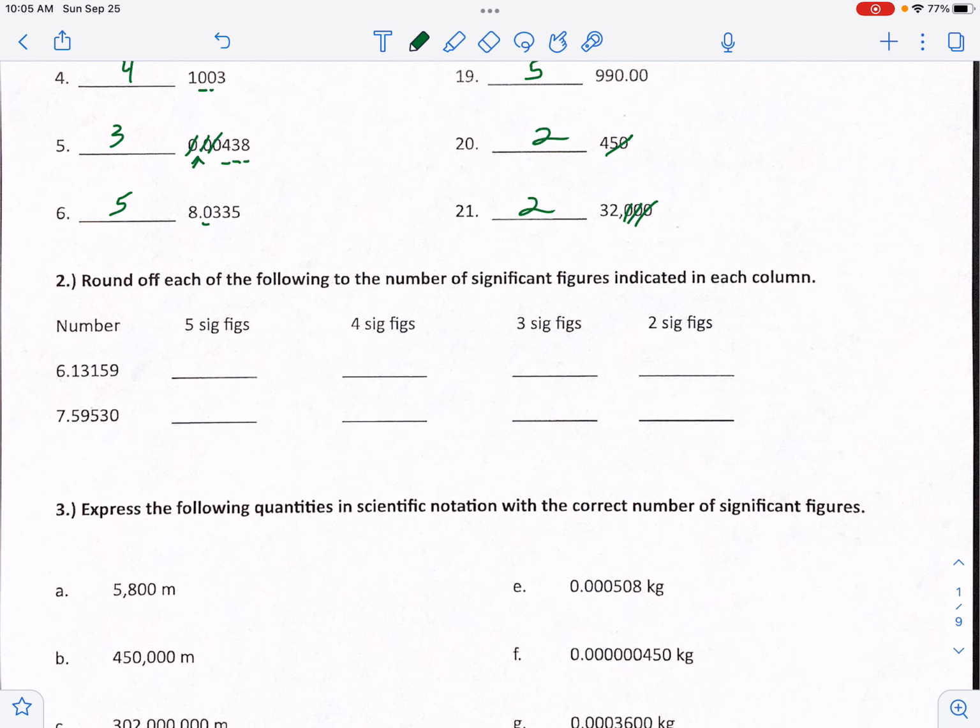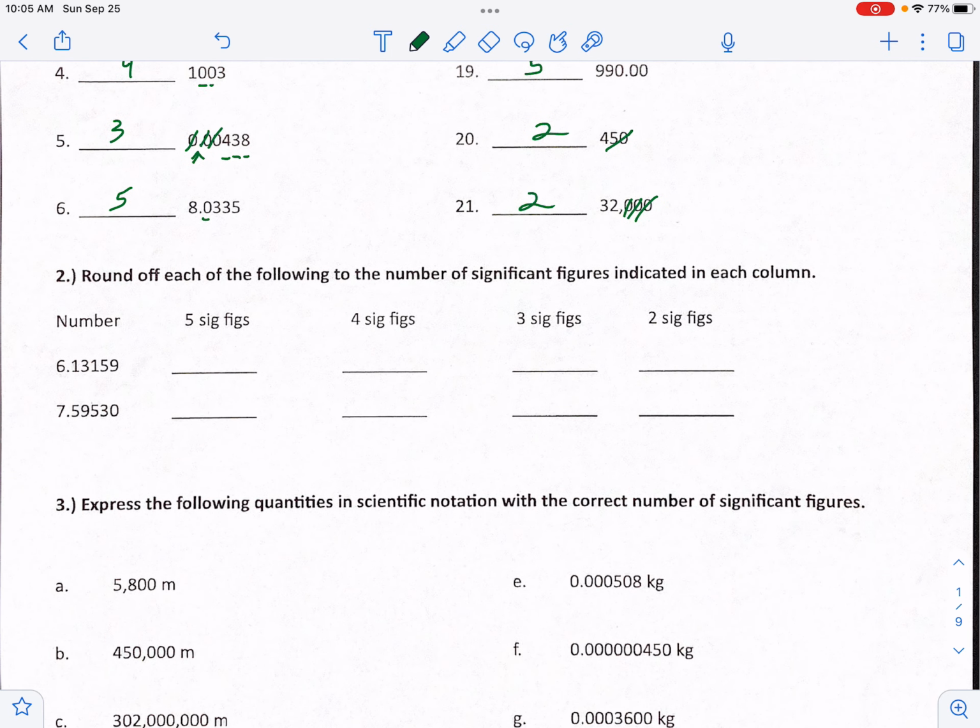All right, so now number 2 is rounding. We're going to do 5 sig figs first. I'm going to count 1, 2, 3, 4, 5. I'm going to draw my line in between that 5 and 9. I'm going to use that 9 to tell me if I round up my 5. Anything that's 5 and higher is going to make me round my next number up. So my 5 sig figs would be 6.1316.